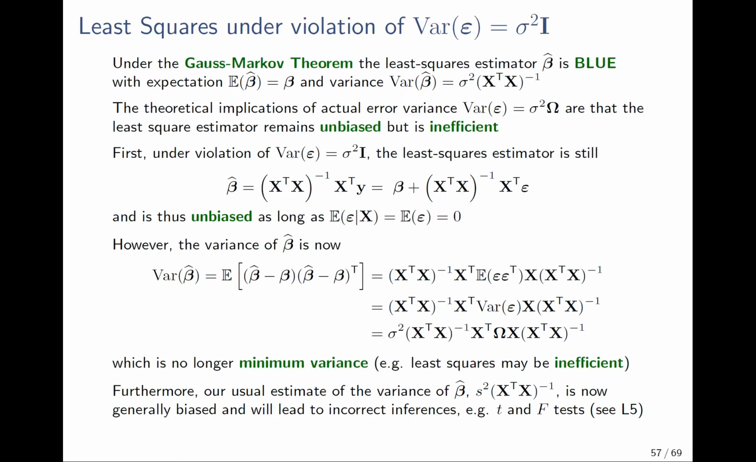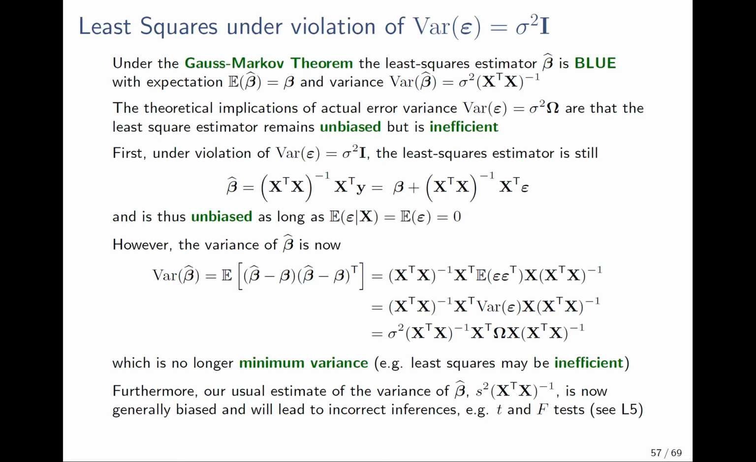First, unbiasedness. Violation of the variance assumption doesn't change the form of the estimator. So the OLS estimator beta hat is still (X transpose X) inverse X transpose y, which we can write in this form here as beta plus (X transpose X) inverse X transpose epsilon. And this is unbiased as long as the exogeneity condition holds. That is, the errors have zero mean independent of X.